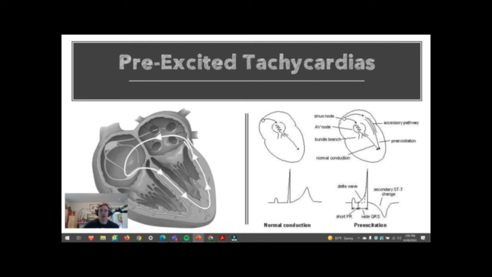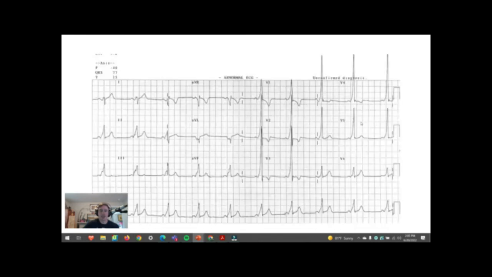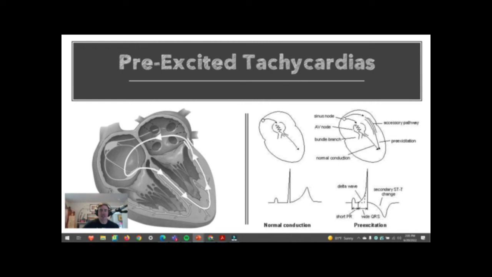You only get the classic delta wave usually when they're not tachycardic and it is traveling down both pathways.